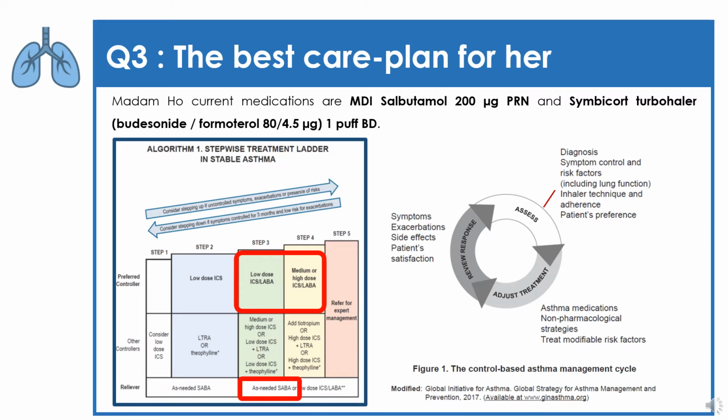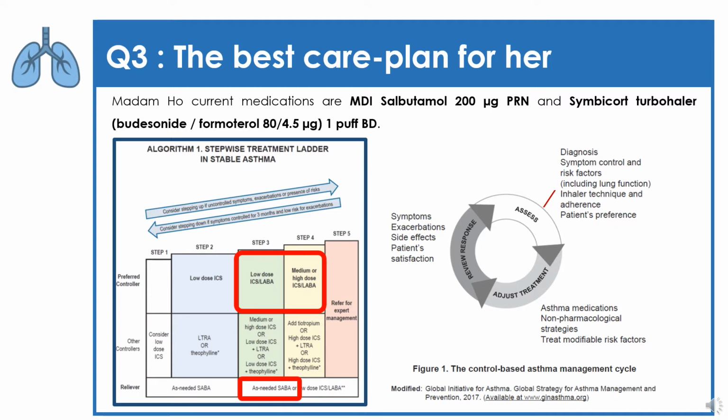What is the best care plan for her? Before we adjust her treatment plan, it is important to assess her inhaler technique and adherence to the medications. There is no point in doing the step-up approach if the patient has the wrong inhaler technique or does not comply with the prescribed medication. Since Madam Ho complied with the medication, has the right inhaler technique, and has not achieved the treatment goal, we can suggest to the physician to step up her current treatment.